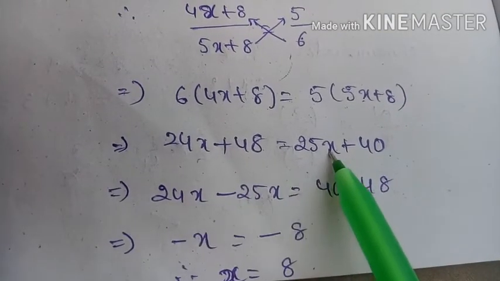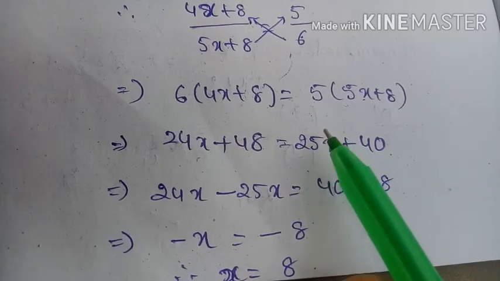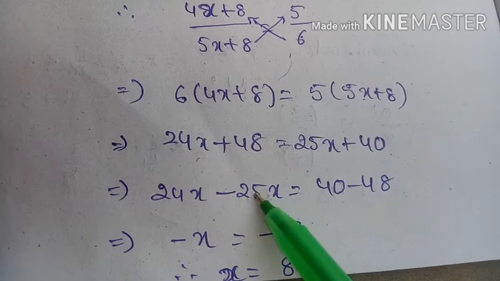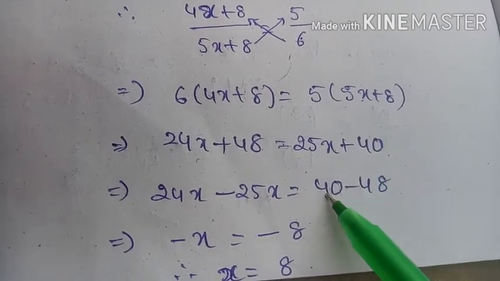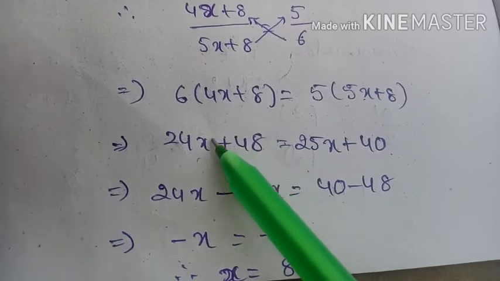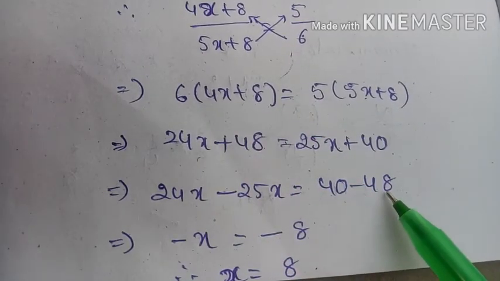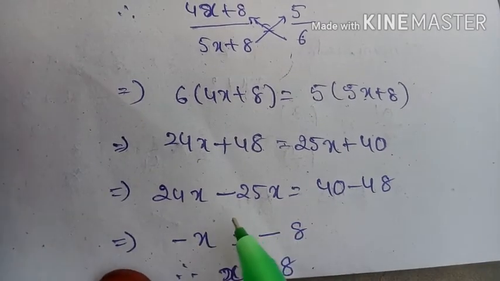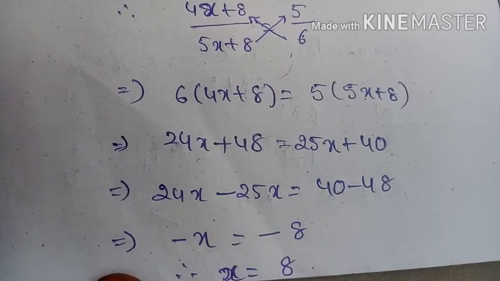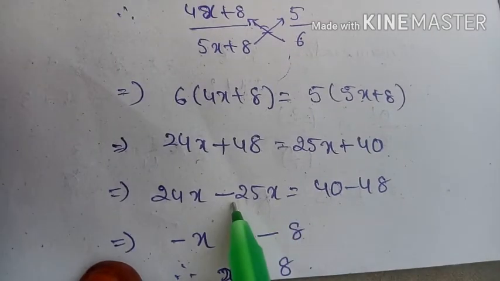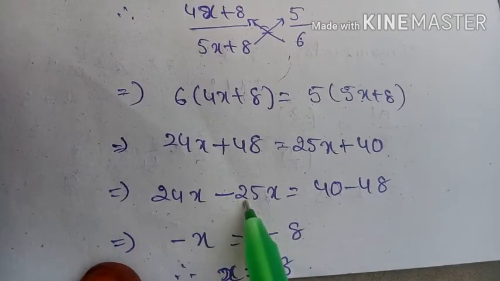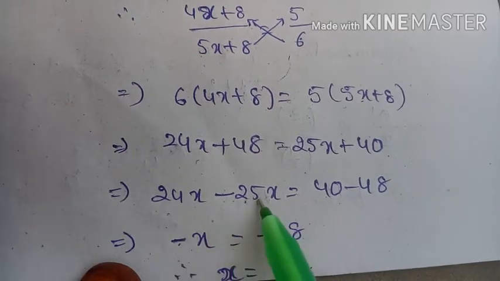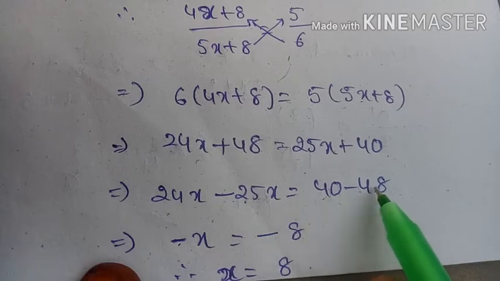24x, and 25x here. I transport this to the LHS, it becomes minus 25x is equal to 40, and 48 transposed becomes minus 48. So 24 minus 25 is equal to minus 1. Why? Because 25 is the greater value, so that one has the negative sign. So minus 1x is equal to 40 minus 48.